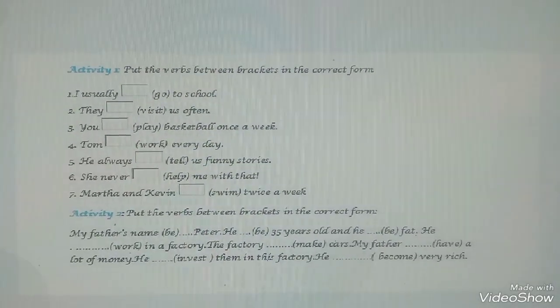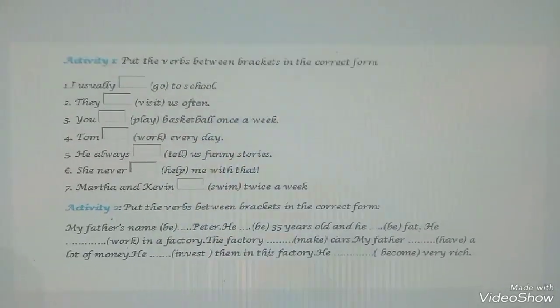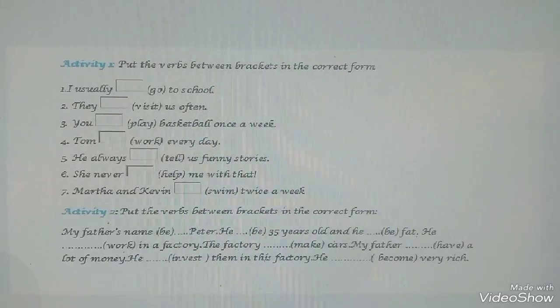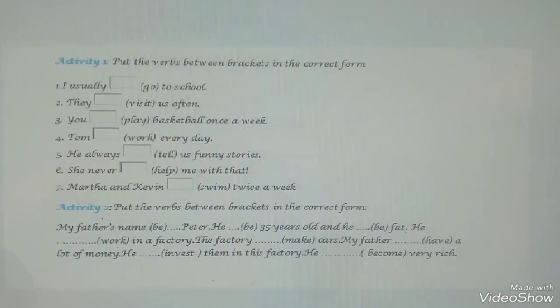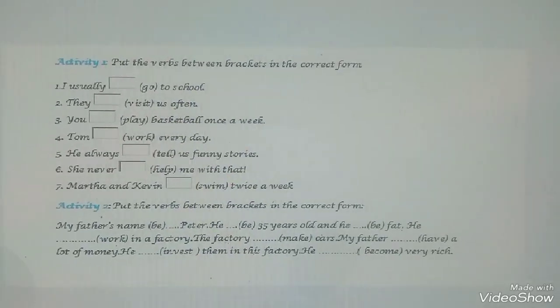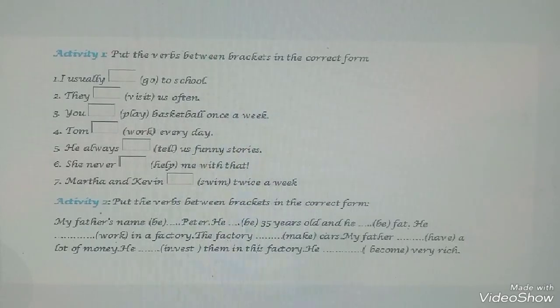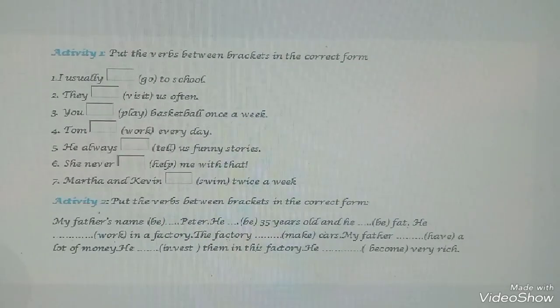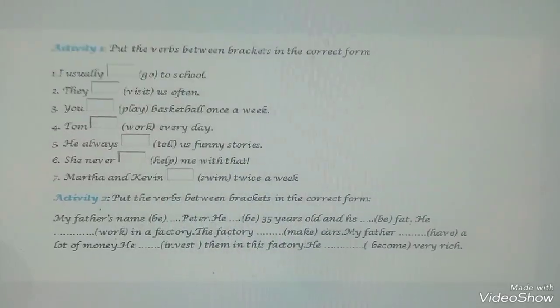Activity 2. Put the verb between brackets in the correct form. My father's name be Peter. He be 35 years old. And he be fat. He work in a factory. The factory make cars. My father have a lot of money. He invests them in this factory. He became very rich. Try to do it yourself and I will return with the answer.